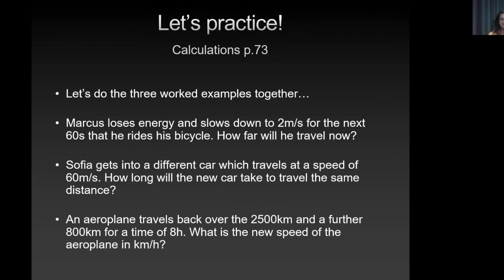Here our last challenge is an airplane travels back over the 2,500 kilometers and a further 800 kilometers for a time of 8 hours. What is the new speed of the airplane in kilometers per hour? So we do not just have one distance, but two distances. Therefore, we have to do something with them. I'm going to give you a moment to try and figure out what you have to do in this question.